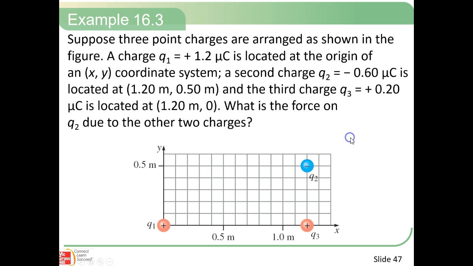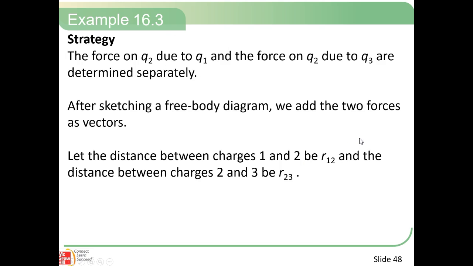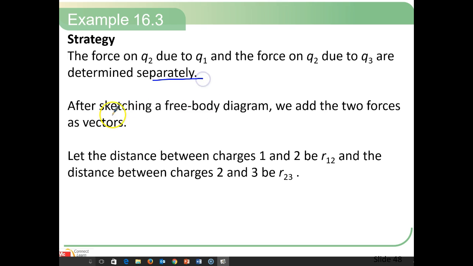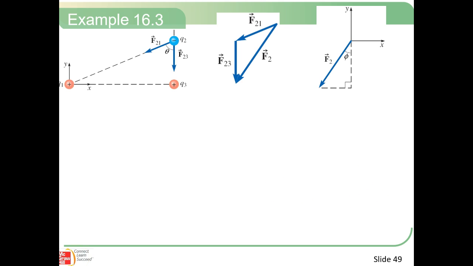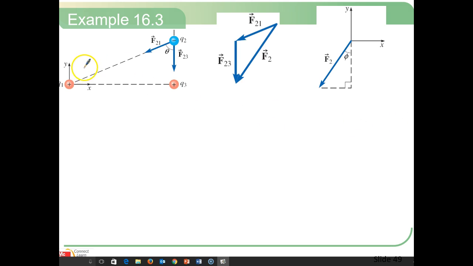If we're going to solve this problem, the strategy we'll use is to look at the force on Q2 due to Q1 and Q2 due to Q3. We'll do those separately. After sketching a free body diagram, we're going to add the forces as vectors. We'll let the distance between charges 1 and 2 be r12, and between 2 and 3 be r23. So the first thing we need to do is use these diagrams to show some distances.